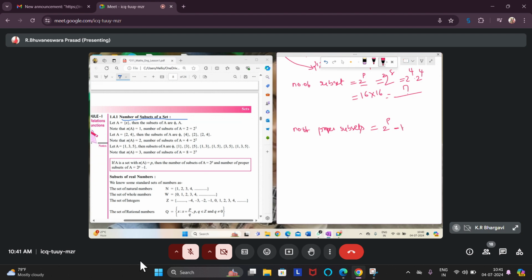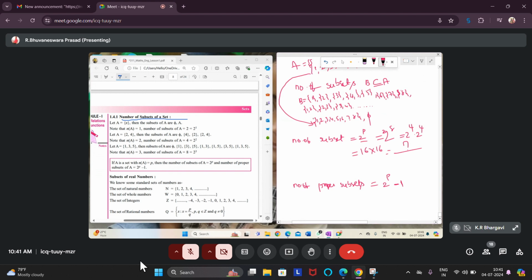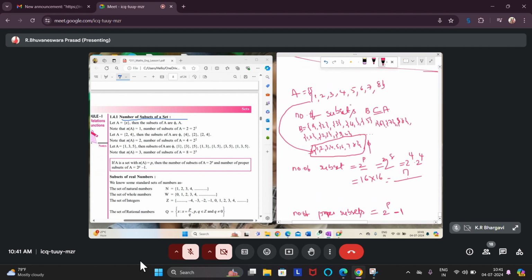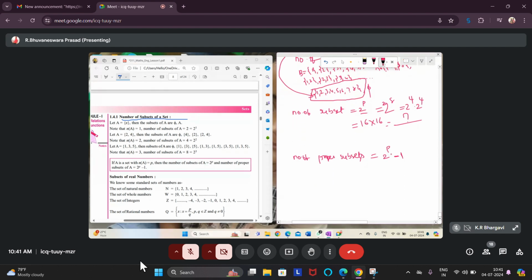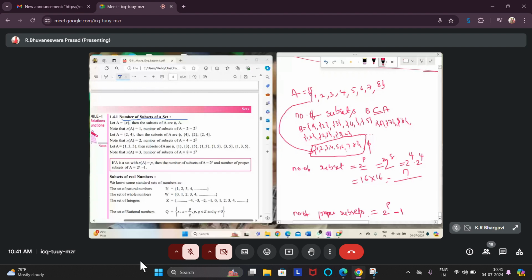Why, Nana? What is the reason for minus 1? The null set, sir? No, the null set is also included here in proper subsets. The entire set is not included in this, and that is why I took minus 1. The empty set is also included here, but every main set is a subset of itself.